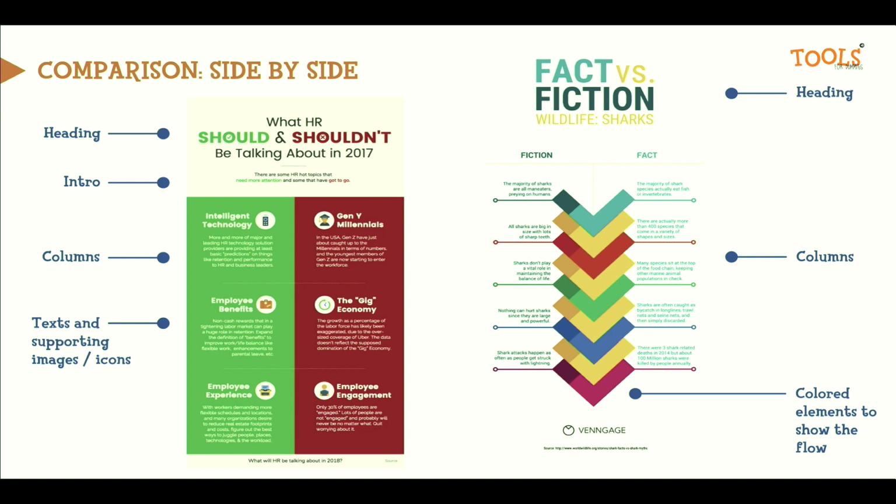Well, let's name two things that they are using to make more clear that they are comparing two things. First is the use of color. So should is quite positive and shouldn't is a negative thing. So should is highlighted in green, the should side, and the shouldn't side is highlighted in red.